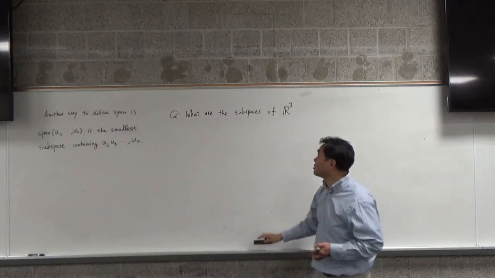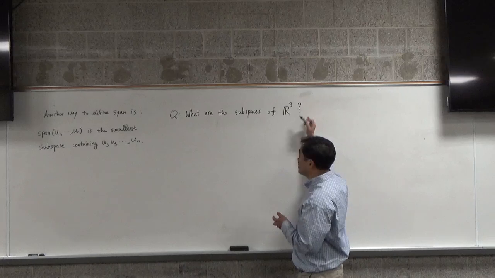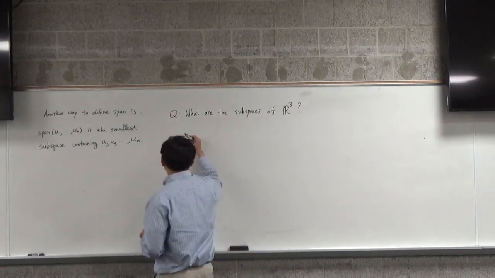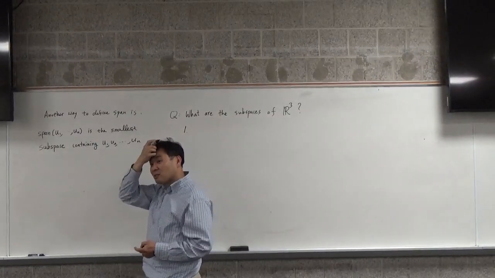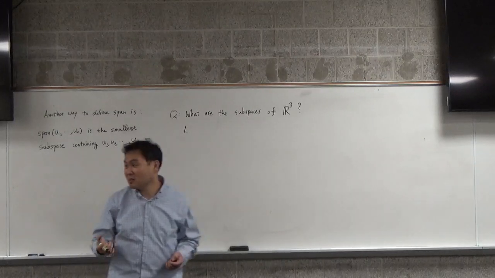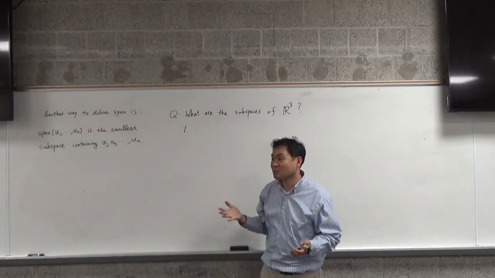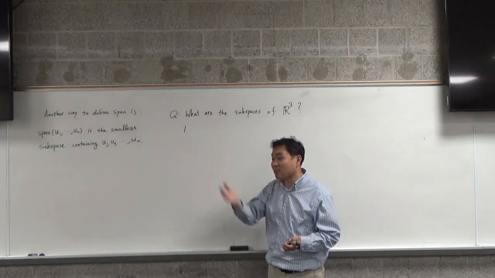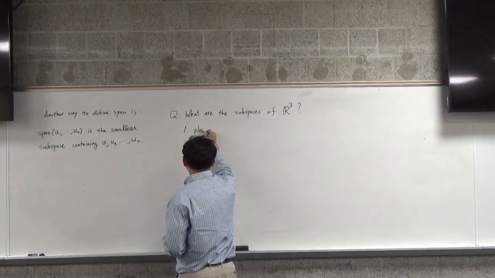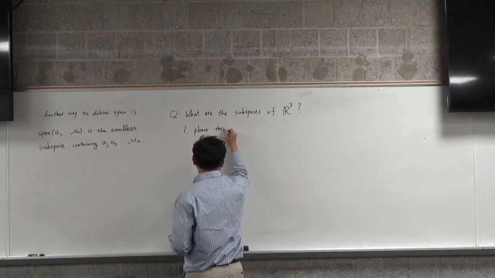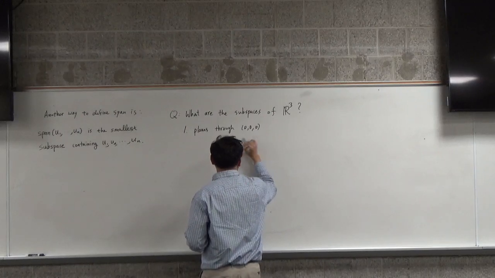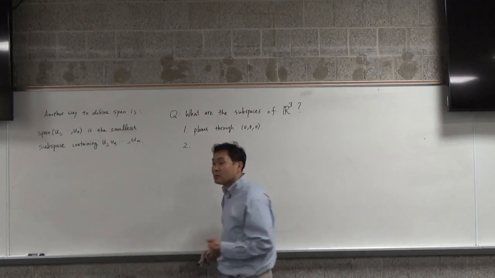The question is, what are the subspaces of R3? Okay. So there are 3 types. Number 1, the example that we just did. What kind of subspaces are there in R3? Give me examples. We did one. Planes going through the origin, right? Planes through 0, 0, 0, right?